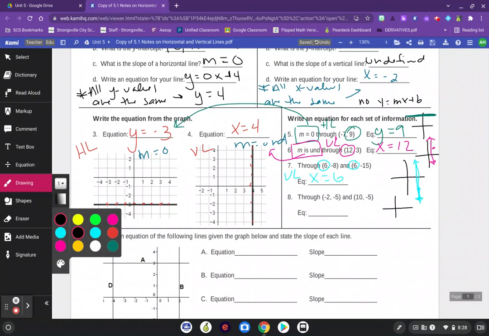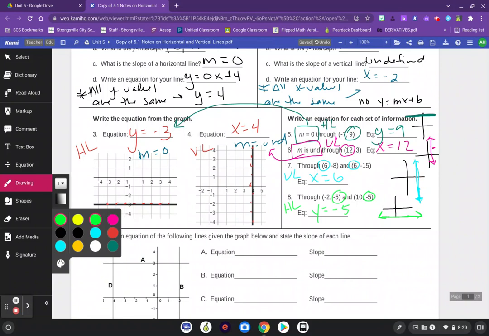Similarly here, I'm going to graph these 2 points. So let's see, -2, -5, and 10, -5. And so I notice that because they have the same y values, I end up with this horizontal line, which means it's y equals whatever that y value is. Look, they're the same. All the y values are the same. I would have a slope of 0, and so I have the equation y equals -5.